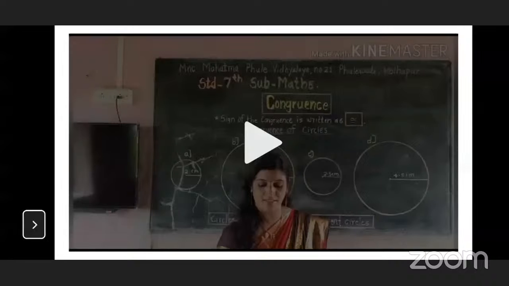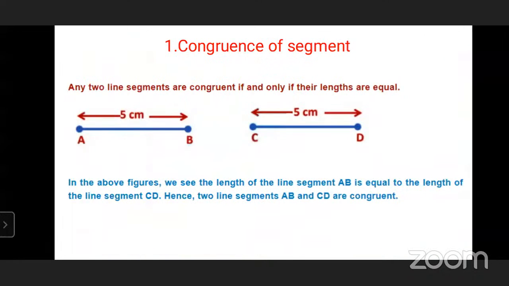After that, we overlook the full chapter. In the last lecture, we will learn about the congruence of segments. Segments with equal measurement or equal length are congruent. As you see on the screen, two segments with a length of 5 centimeters are congruent with each other.